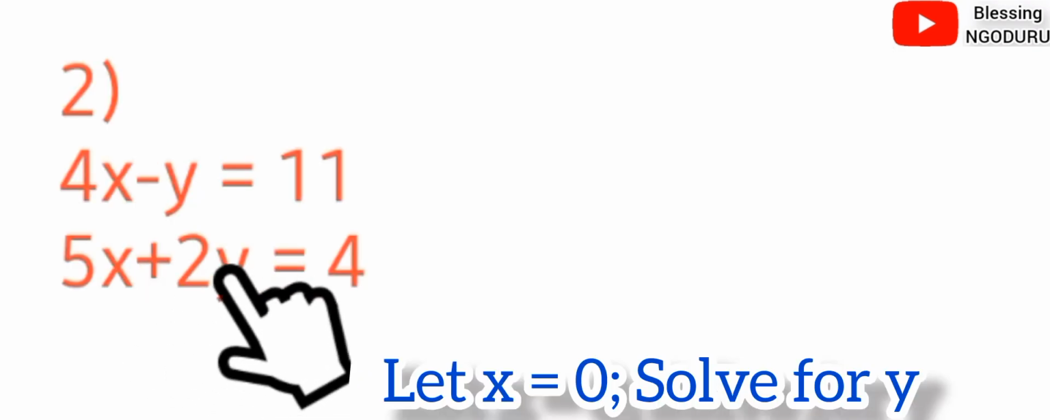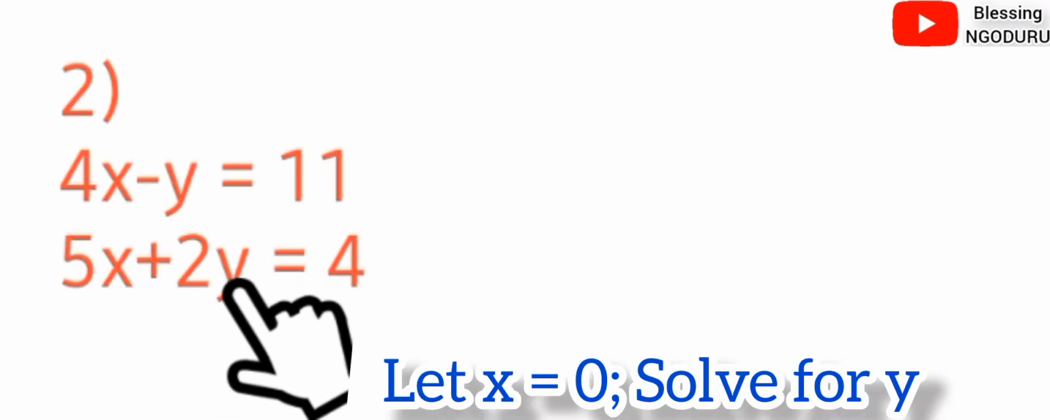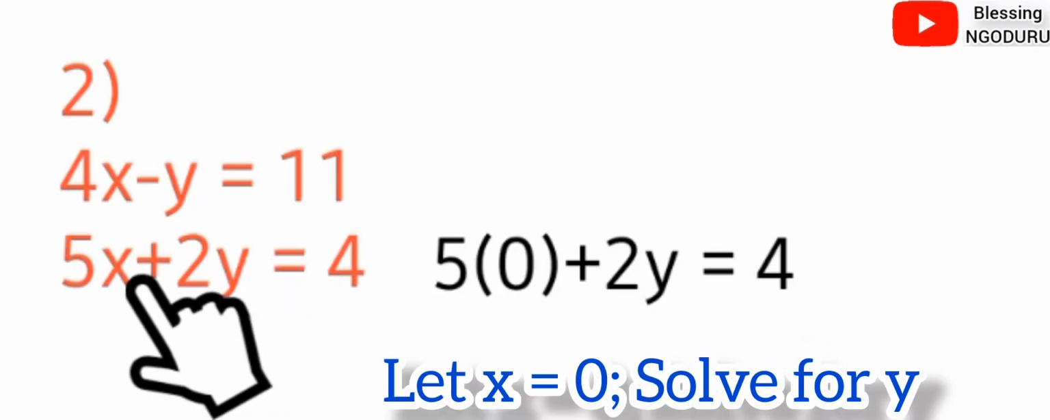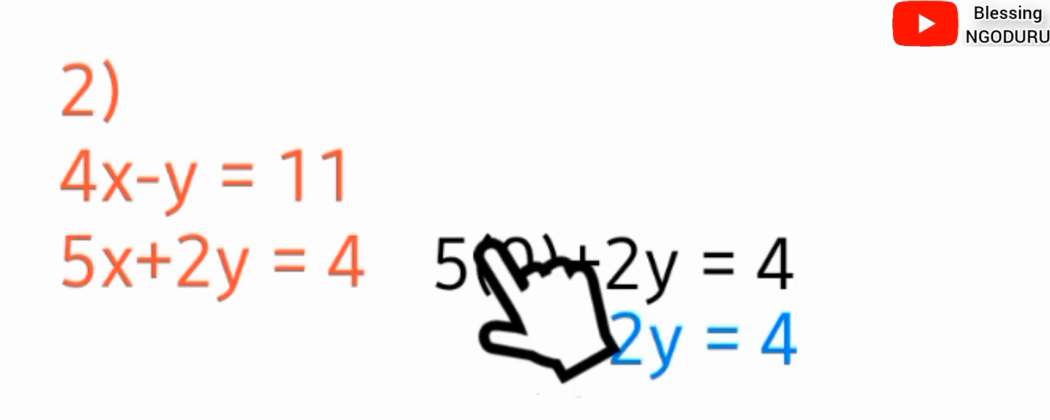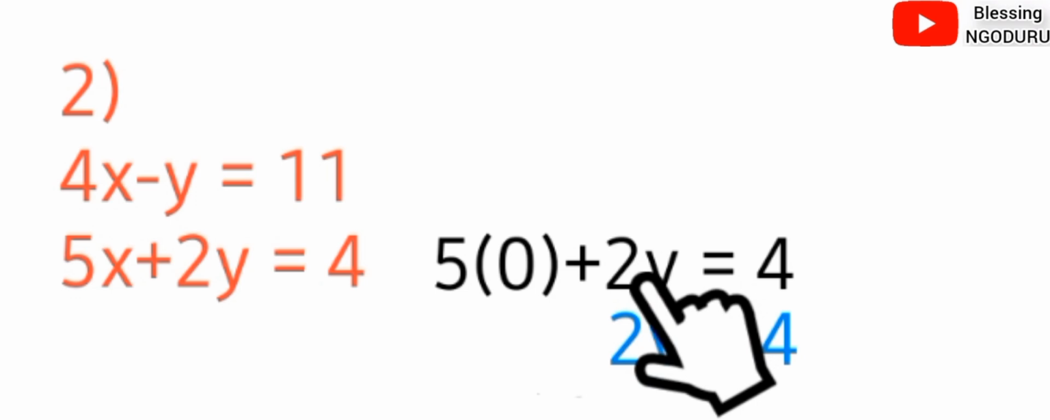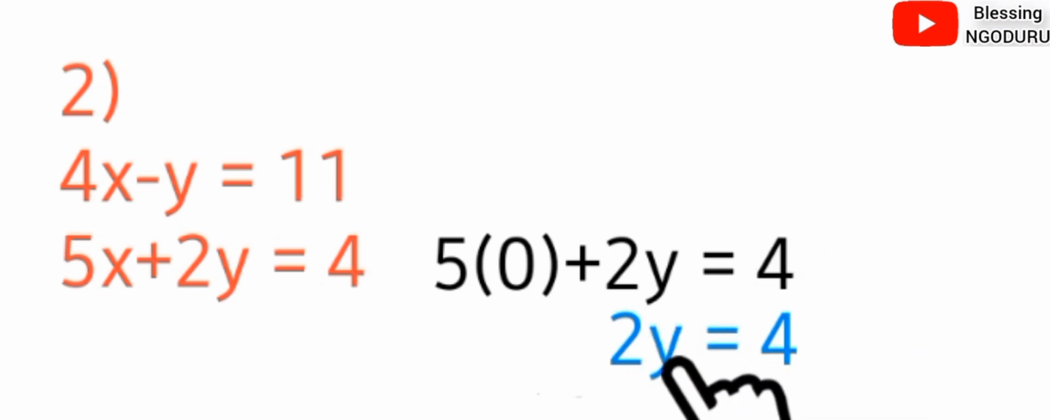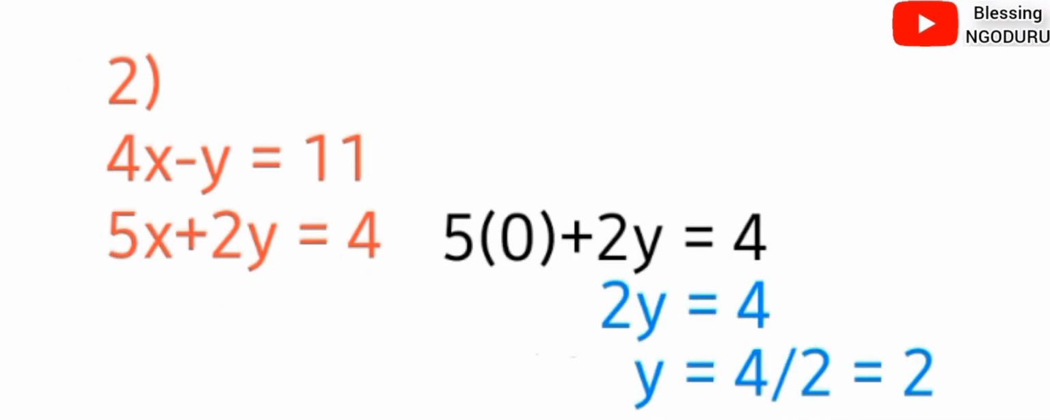From the second equation, let x be 0 while we solve for the value of y. That is 5 times 0 plus 2y equal 4. Of course, 5 times 0 is 0, so we are left with 2y equal 4. That y will be equal to 4 divided by 2. So when x is 0, y is 2.